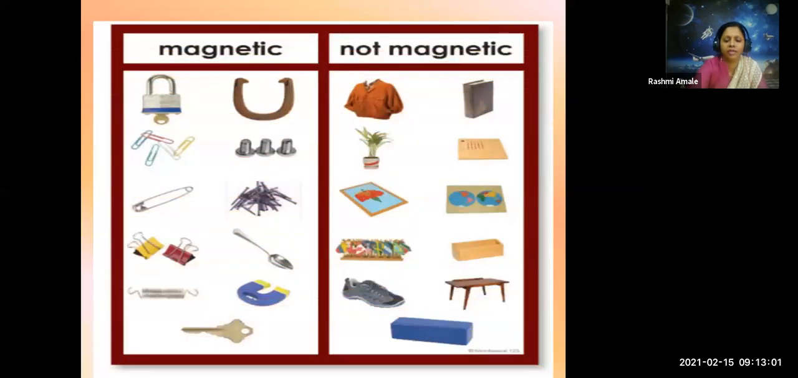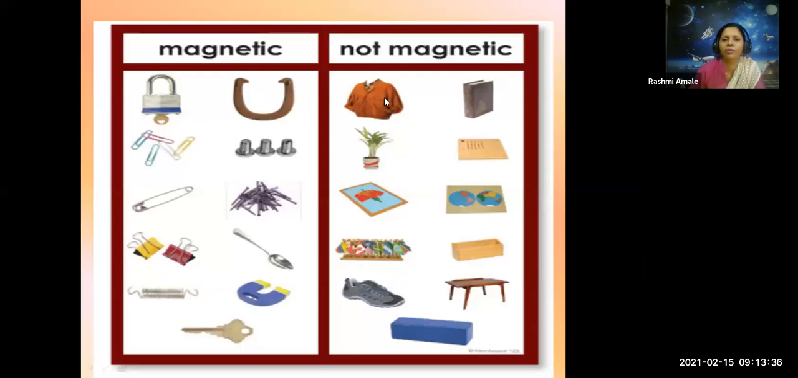So here there is another chart which is showing you magnetic materials and non-magnetic materials. In magnetic materials you can see a lock and a key, a horseshoe, there are some pins, some nuts, then there is a safety pin, then there are nails, clips, a spoon, again a holder, a clip which is magnetic, this is a key, this is a spring kind of holder. So these are all magnetic materials.